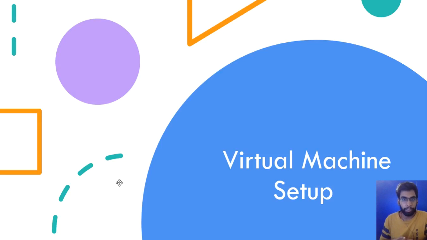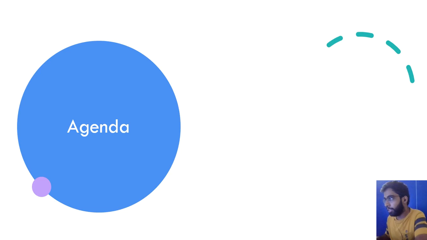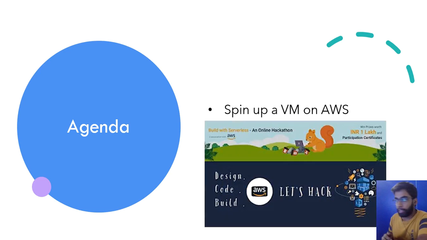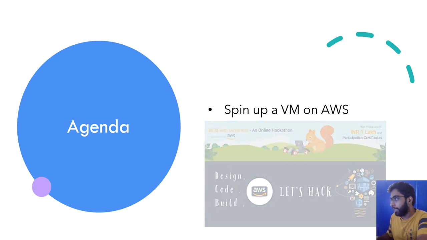Now this is a setup video, and in really short time I'm gonna set up a virtual machine on an AWS cloud. So let's get started. So the agenda for today is we're gonna spin up a virtual machine on AWS. Now if you guys don't have an AWS account, please refer to my video on Let's Hack AWS Cloud Hackathon. There I've set up an account on AWS from scratch, so you can follow along very easily.